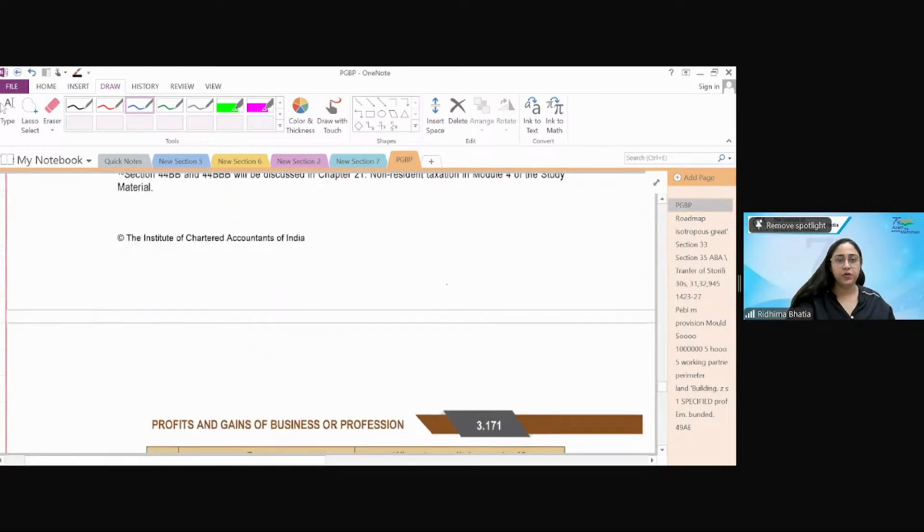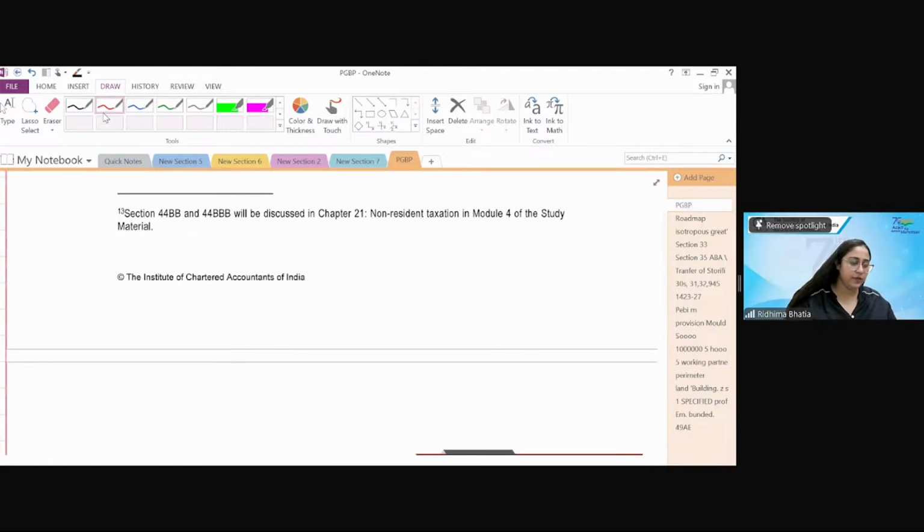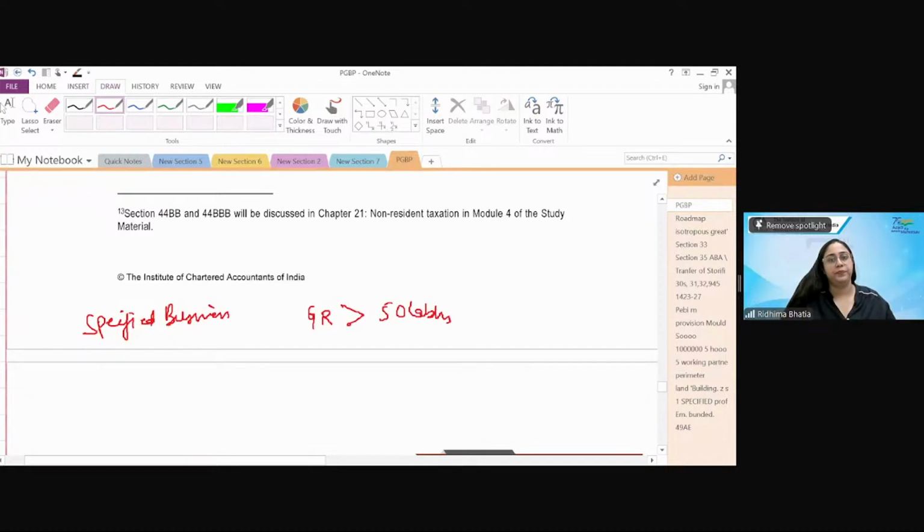So, first of all, the assessee who is into a specified business or profession. Specified business वाला, वही same. Those 11 notified professions or specified professions have to have the tax audit if their gross receipts exceed 50 lakhs. If their gross receipts exceed 50 lakhs.